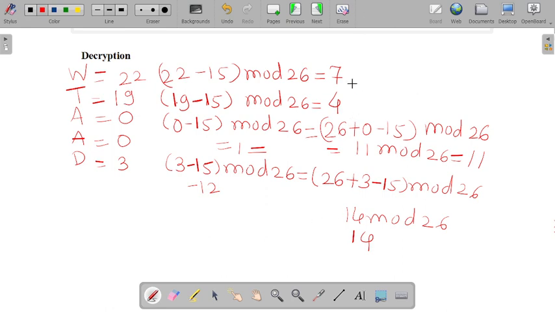Now we need to write the letters: for 7 it is H, for 4 it is E, for 11 we can write L, and for 14 we can write O. Now we get our ciphertext converted to plaintext, that is the message hello. Now we're done with our encryption as well as our decryption process.